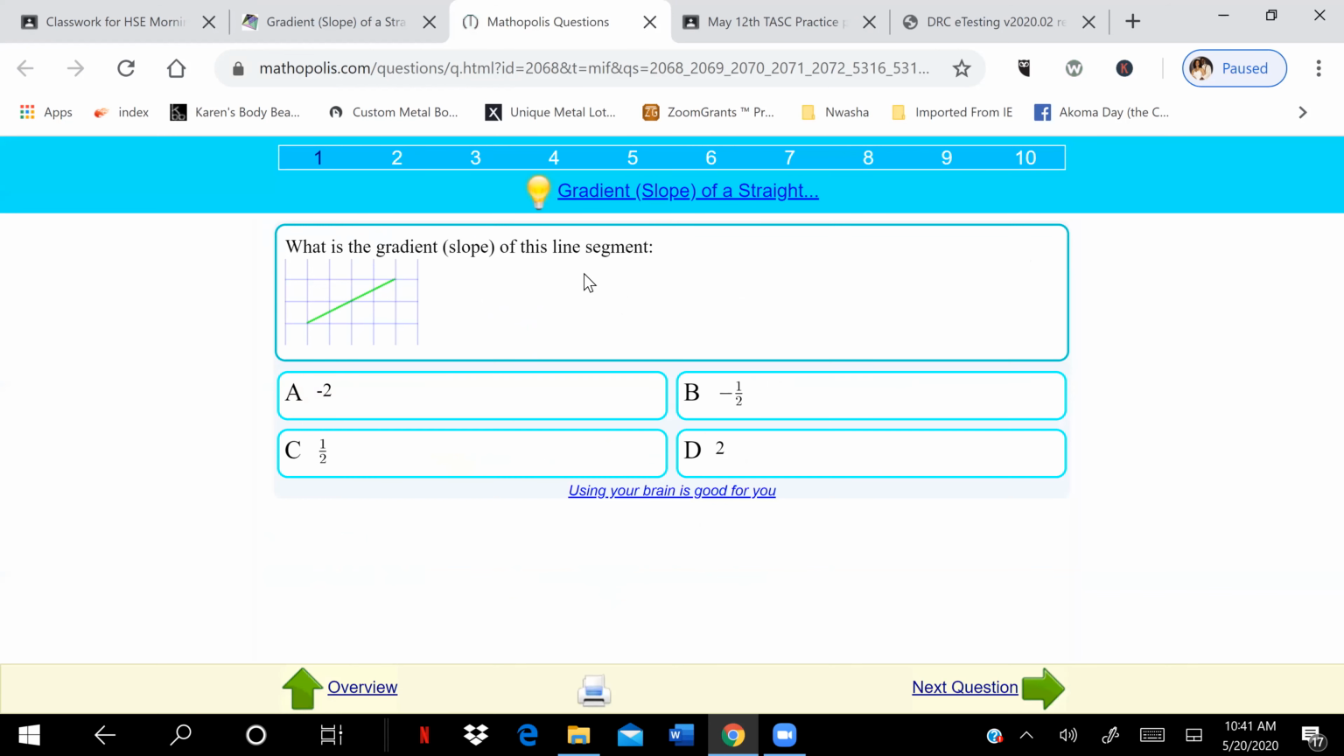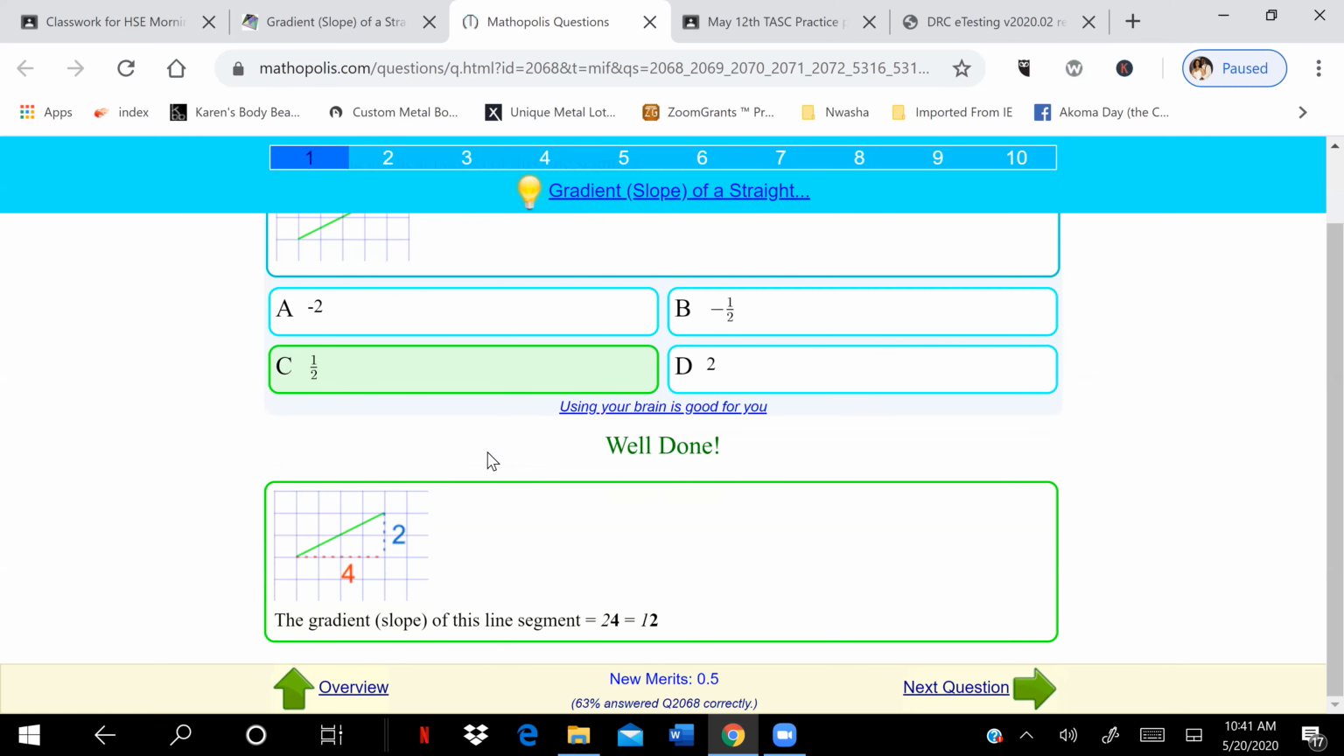Now, automatically, is this a negative line or a positive line? Positive. Positive. So you're eliminating A and B. It can't be A or B. But now you're saying to yourself, if I go over 1, 2, 3, 4, and I go up 1, 2, is that 1/2 or is that 2? That's 2. Nope, it's 1/2.